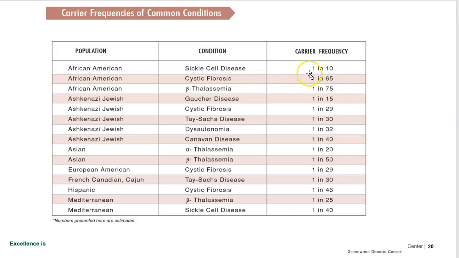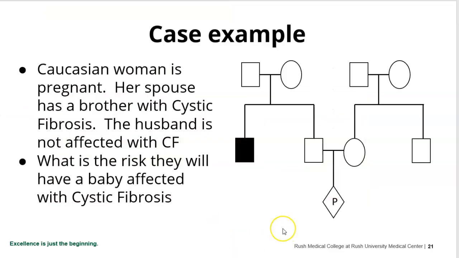If you're African American, I'm worried about sickle cell. If you're Caucasian, I'm worried about cystic fibrosis. If you're from the Mediterranean, I'm worried about thalassemia. French Canadians or Ashkenazi Jews, I'm worried about Tay-Sachs. So every ethnic group, there's a different thing that I'm worried about.